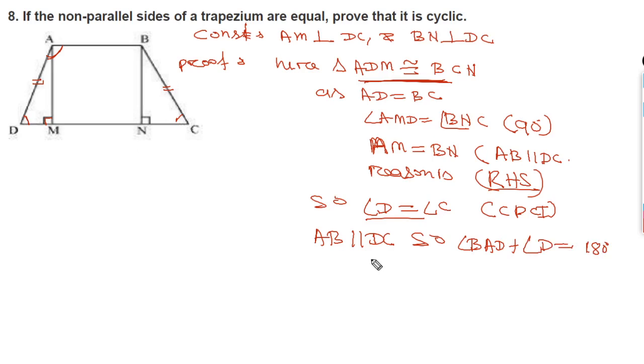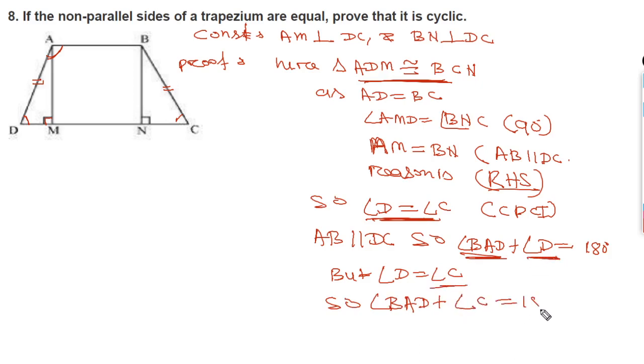Okay. Now, but angle D is equal to angle C. So angle BAD plus, instead of angle D you can write angle C, is equal to 180 degrees. Now look at the figure. The sum of angle BAD and angle C is 180 degrees. This shows that the sum of the opposite angles of the quadrilateral is 180 degrees.